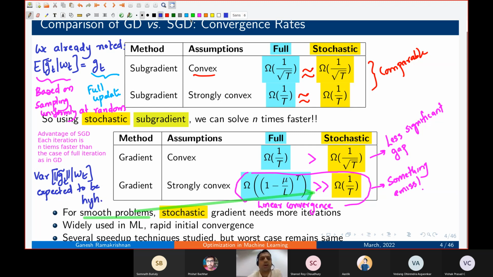What I'm trying to point out is that the solution we are seeking for the smooth problem case is very related to reducing the variance, in some sense. There will be other things as well, but reducing the variance will probably have related approaches. So with that note, let's move on.